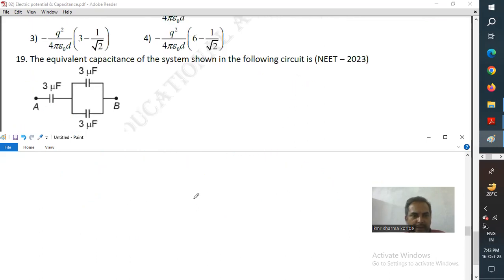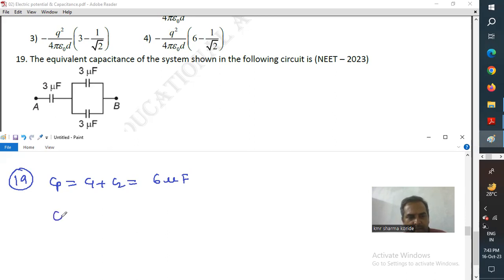Moving to question number 19. The equivalent capacitance of the system shown in the circuit is, this is given. Assume that these two are first in parallel. So first parallel means what? CP is equal to, since they are identical, directly you can write C1 plus C2. It is going to be 3 plus 3, 6 microfarad. This 6 microfarad is in series with 3 microfarad.